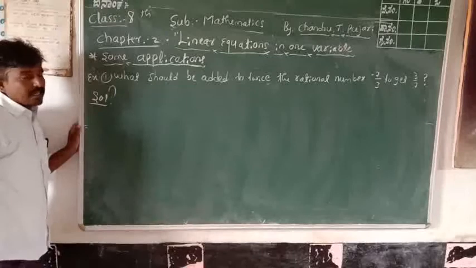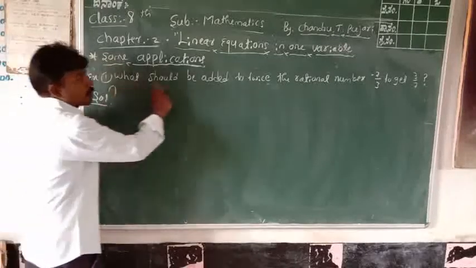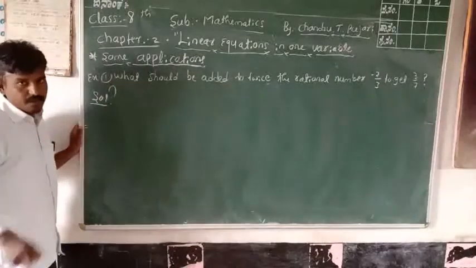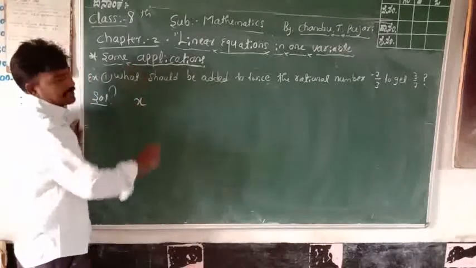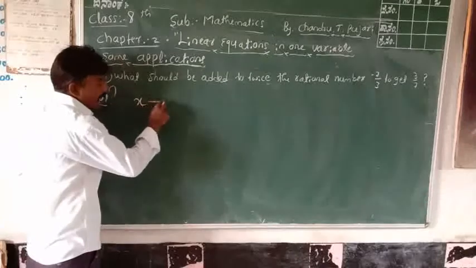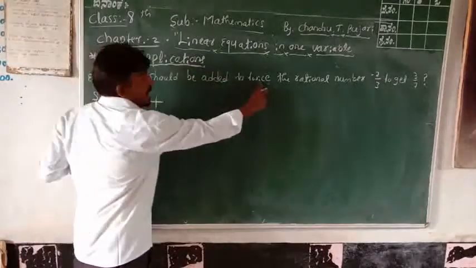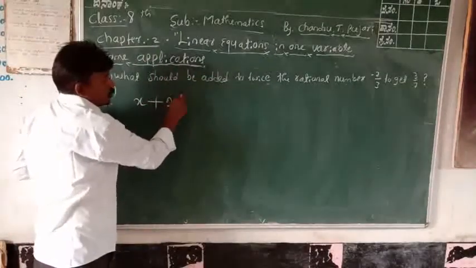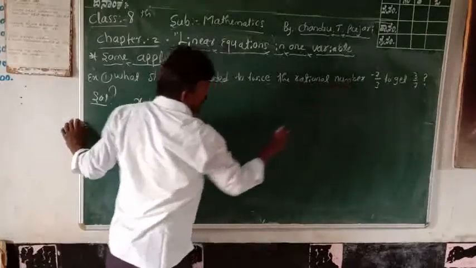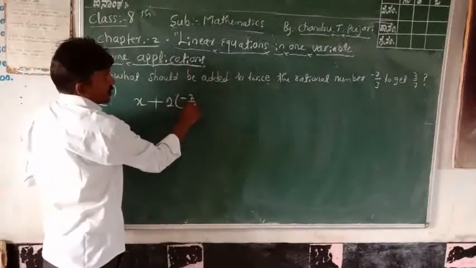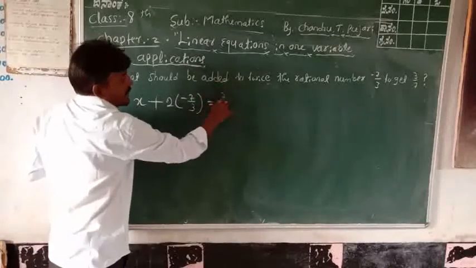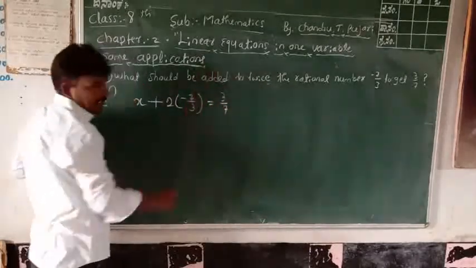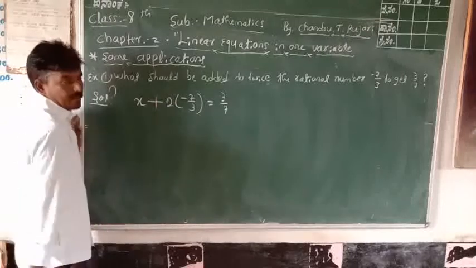Therefore, solution. The first condition, what should be added? We don't know which number, so we can consider x should be added. The x number should be added to twice the rational number minus 7 by 3, equal to 3 by 7. Next, you can simplify this.